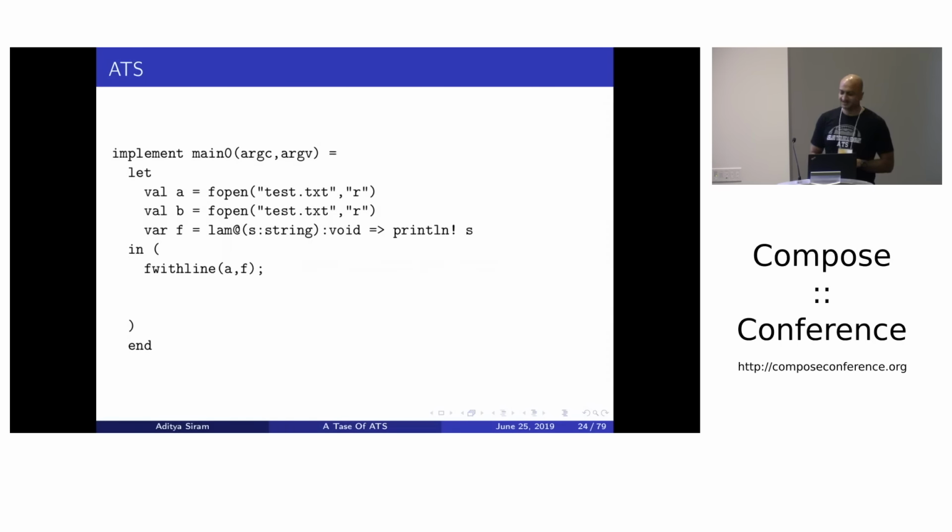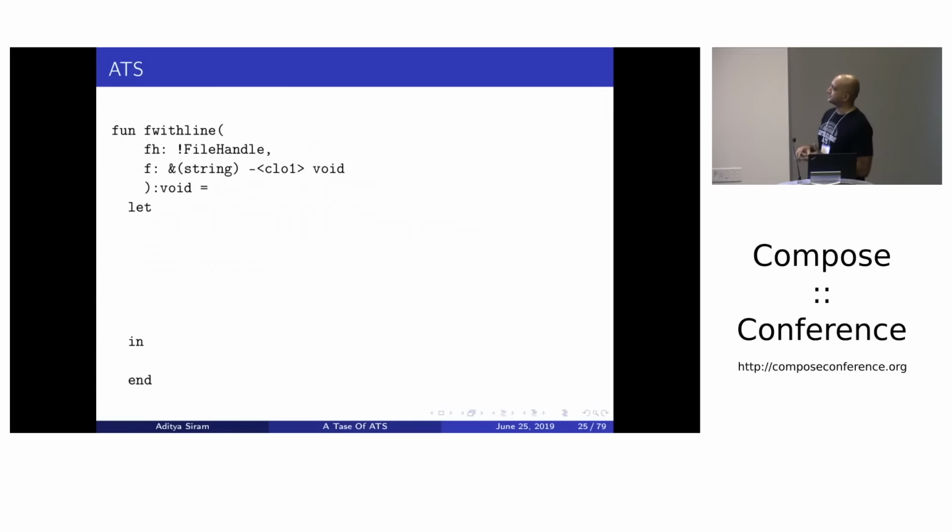Okay. So f with line is a function that takes that file descriptor and that closure that we just passed in, or that we just created, and that's what it looks like. So it's a function that takes a file handle and a reference to a closure. That is a reference that will go away. And by the way, this is all safe. You can't have dangling stack pointers in ATS because the type system makes sure that that reference cannot be accessed outside of scope.